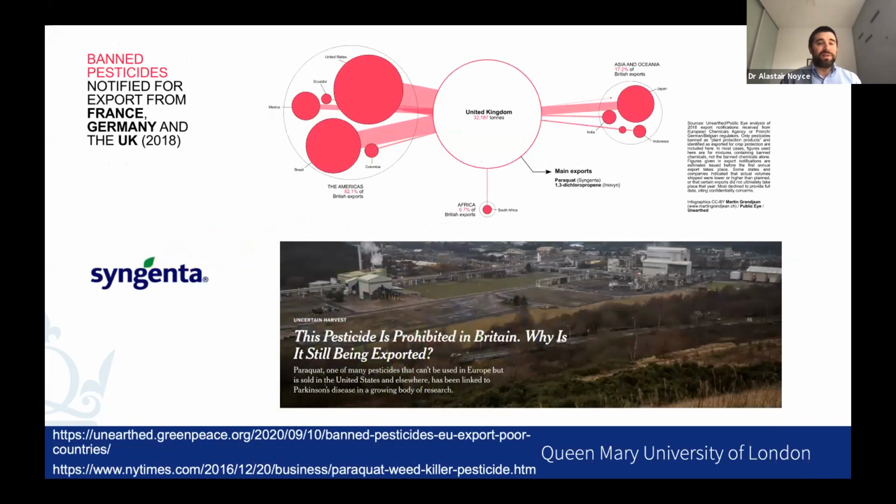Paraquat, as a pesticide, has actually been banned in the UK and the European Union for well over a decade, but is still being produced in the UK by a company called Syngenta, just outside of Huddersfield. But although we don't use it in the UK, we export lots of it to the United States and to the Americas, Central and South America, and also to Asia. And so this may be very relevant when we're thinking about the global burden of Parkinson's disease.